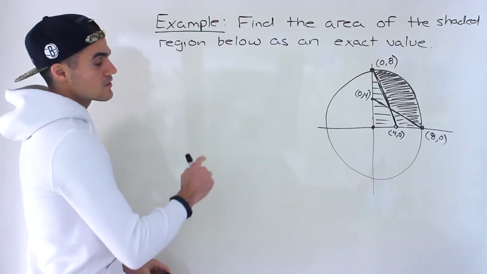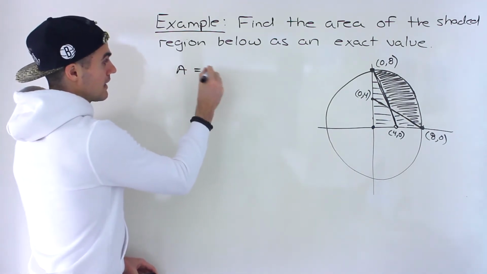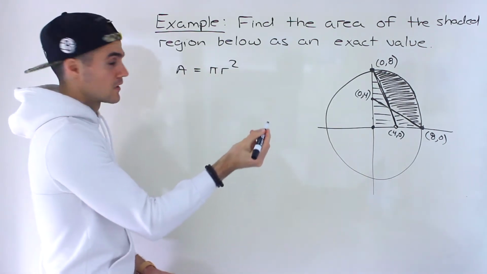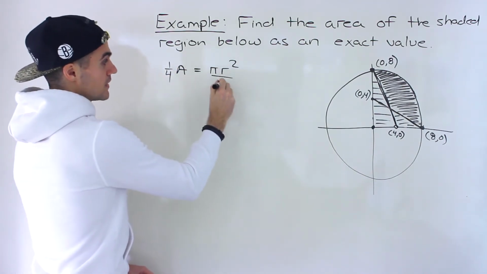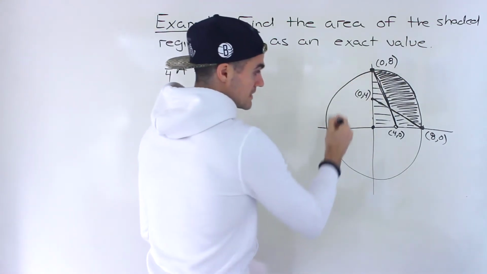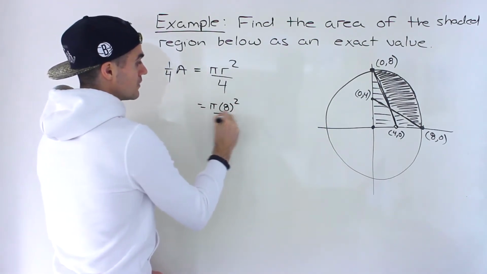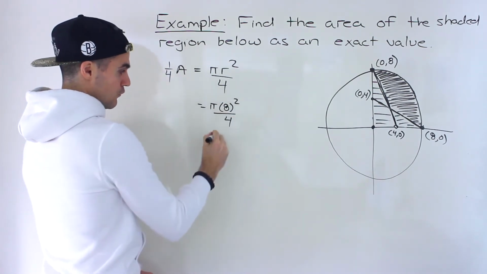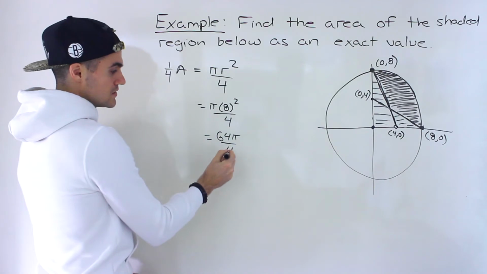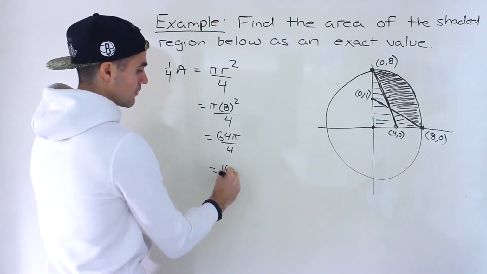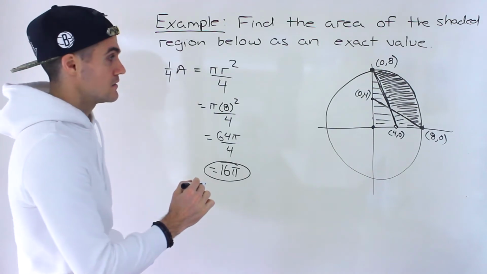So let's first find the area of the quarter circle. So the area of a circle in general is what? Pi r squared. So the quarter area of a circle is just going to be pi r squared divided by 4. And again, from the diagram, we could tell that the radius of this circle is 8. So if we plug that in, we'll have pi 8 squared over 4, which would be 64. So we'll have 64 pi divided by 4, and then 64 divided by 4 would give us 16. So we'll have 16 pi, and because we need everything as an exact value, I'm going to leave it like this. I'm not going to get the decimal.